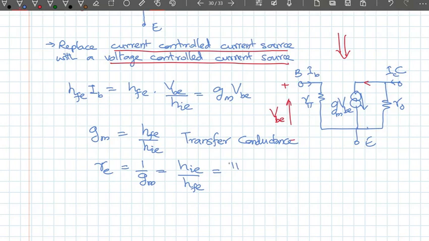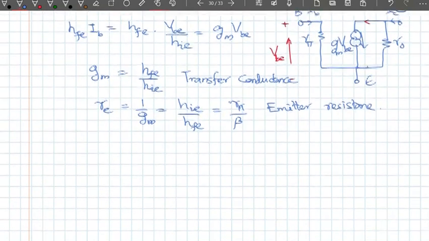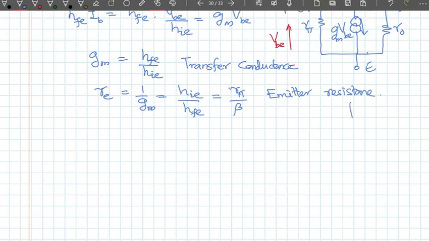So this is none other than R pi divided by beta, because R pi is HIE and HFE is beta. If I replace with the new notation, we have R pi divided by beta. What this is actually is the emitter resistance. Re is the emitter resistance. So what we initially had was a resistance on the input side, but now we are going to call this the emitter resistance, and sometimes this is also called the emitter spread resistance.